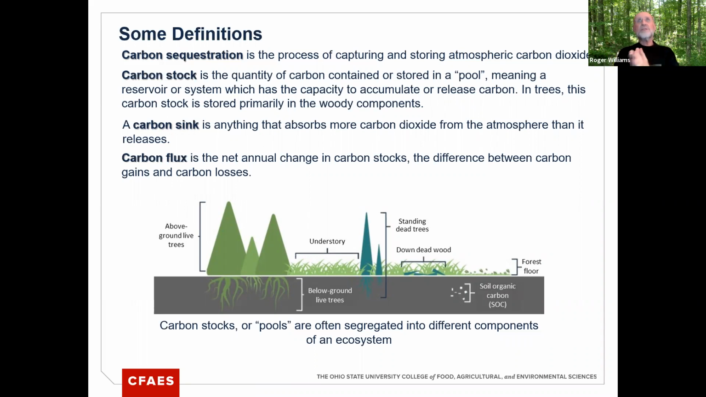And then we talk about carbon sinks, and a carbon sink is anything that absorbs more carbon dioxide from the atmosphere than it releases. So it's more of a net consumption of carbon into the system. And then when we talk about carbon flux, that's the annual change in carbon stocks as a result of this give and take. I've already mentioned, forests absorb carbon, but they also release carbon. So when we talk about that dynamic of absorption and release, that's what we refer to as this carbon flux that occurs in these systems.